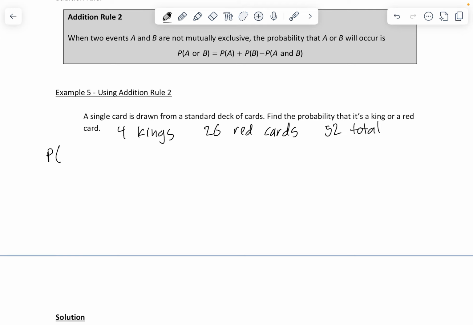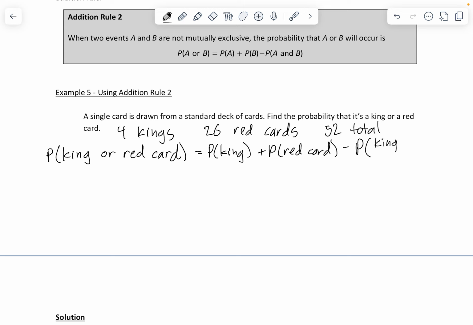Probability of king or red card. This is equal to probability of king plus the probability of red card minus the probability of king and red card. Okay. The probability of king is 4 out of 52. The probability of red card is 26 out of 52.